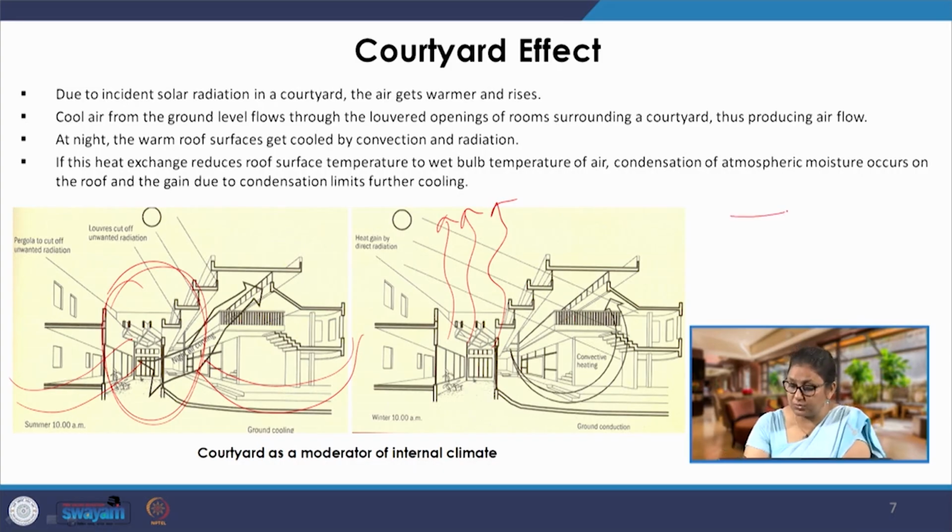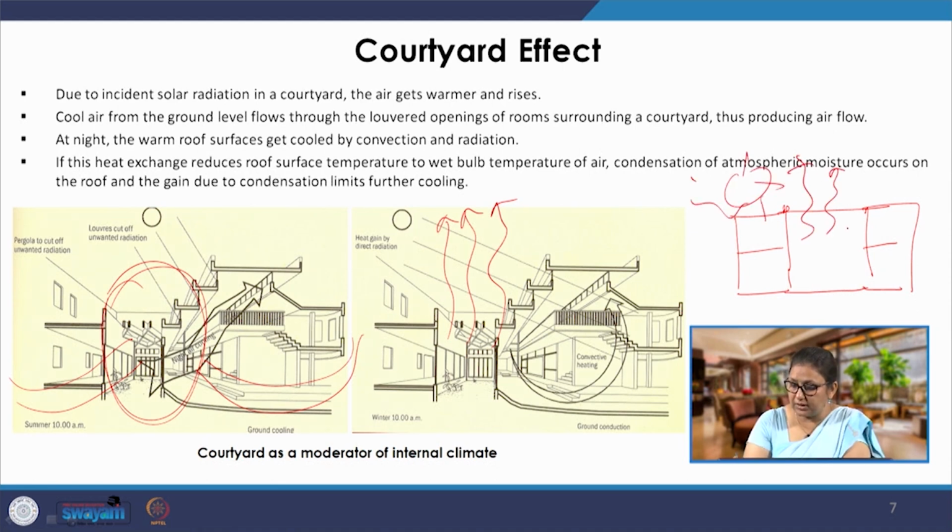Now, what we have to do, suppose we have thermal mass here, say a 2-storied building, and this is the courtyard that we are talking about. So, during the day, there is going to be hotter air which will rise up, and then we have to provide windows in such a manner that a draft of air is created here, and the cooler air is drawn into this courtyard from the sides.